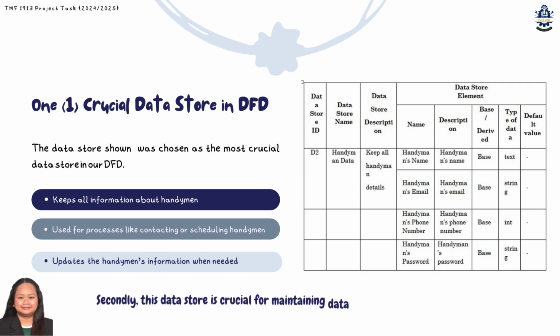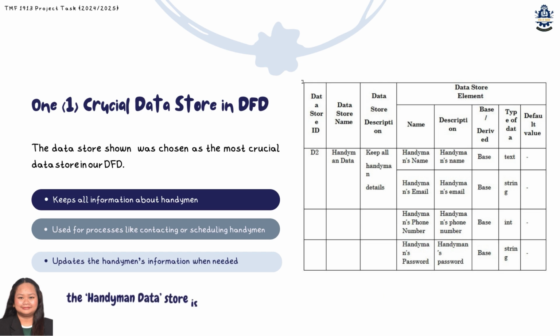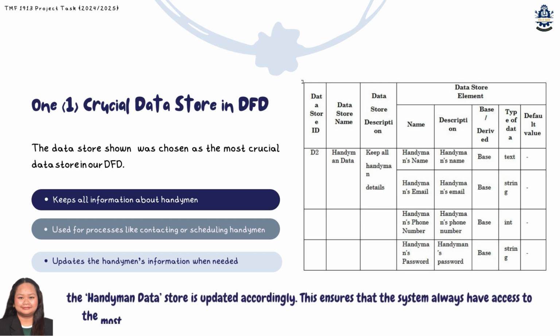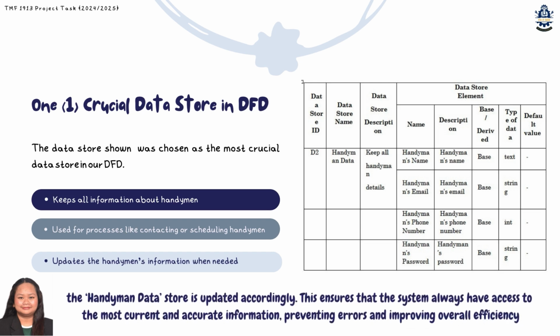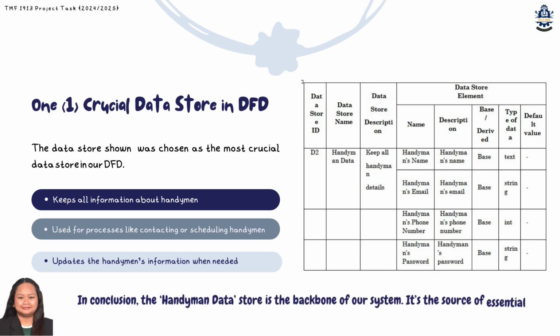Secondly, this data store is crucial for maintaining data integrity. Whenever a handyman's information changes, for example, a new phone number or updated availability, the handyman data store is updated accordingly. This ensures that the system always has access to the most current and accurate information, preventing errors and improving overall efficiency.